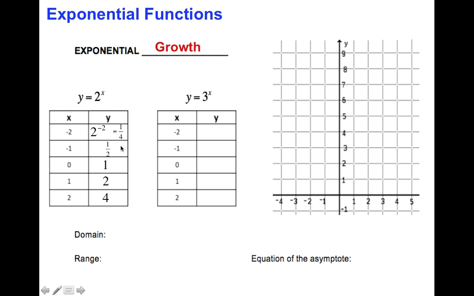Now take those points and plot them here. So for example, (-2, 1/4). You'll go -2, 1/4, and put a point here. So plot all 5 of these and then connect them to make the curve. Pause the video.